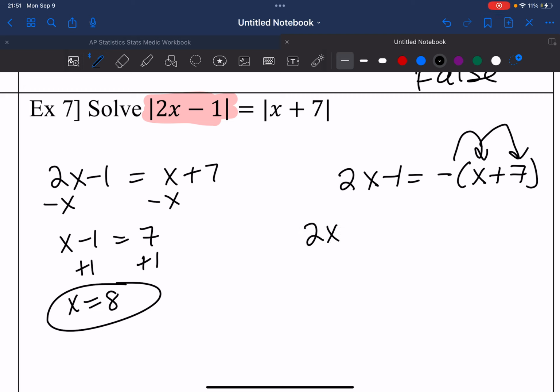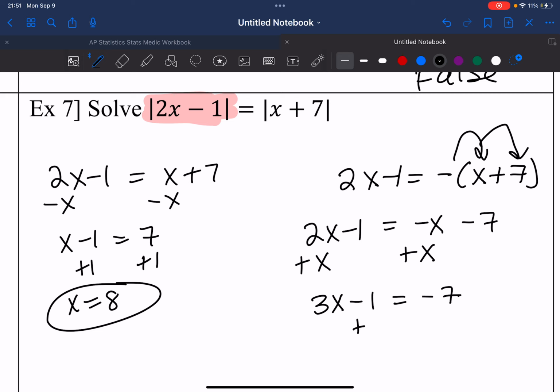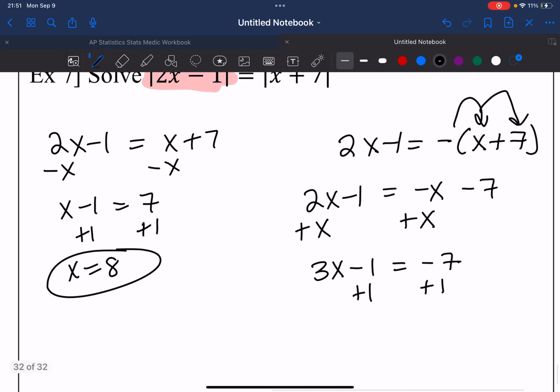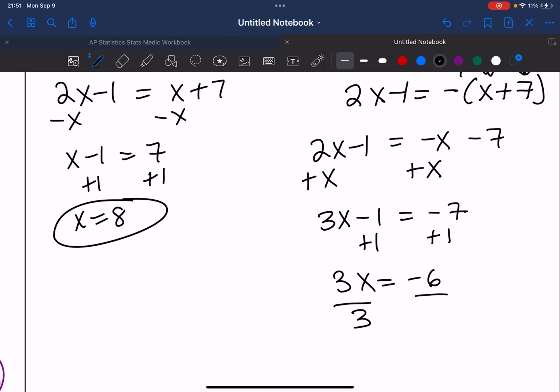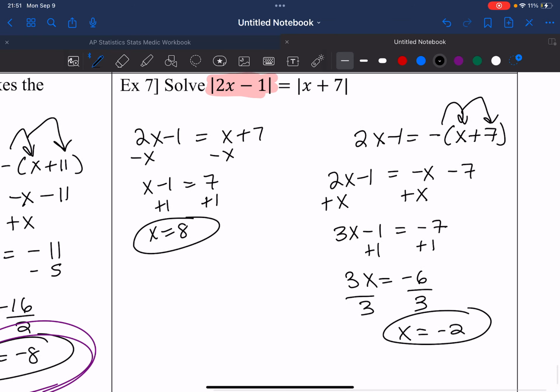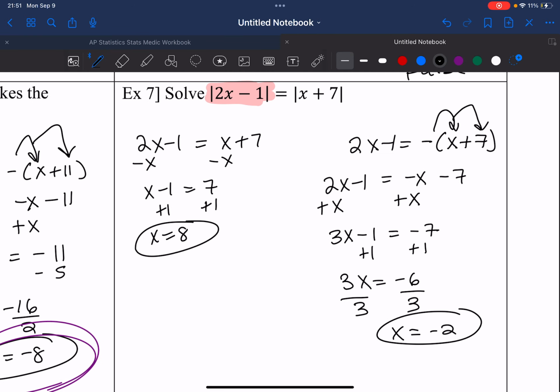And then on the other side, I'm going to distribute that negative. So I have 2x minus 1 is equal to negative x minus 7. Adding x to both sides, I get 3x minus 1 is equal to negative 7. Adding 1 to the other side, I get 3x is equal to negative 6. Dividing by 3, I get x is equal to negative 2. Before I can figure out which one is my answer, I first need to check each one separately. So I'm going to check x equals 8 first.